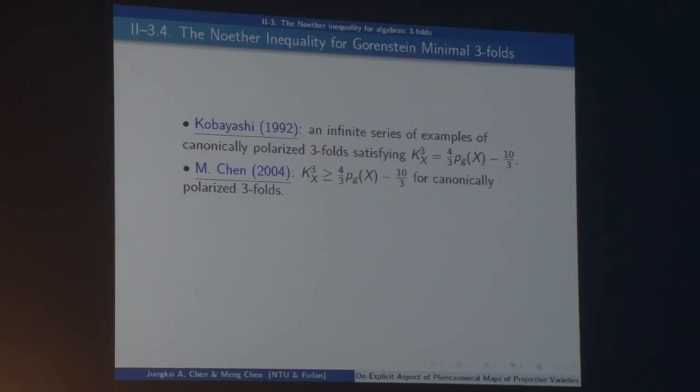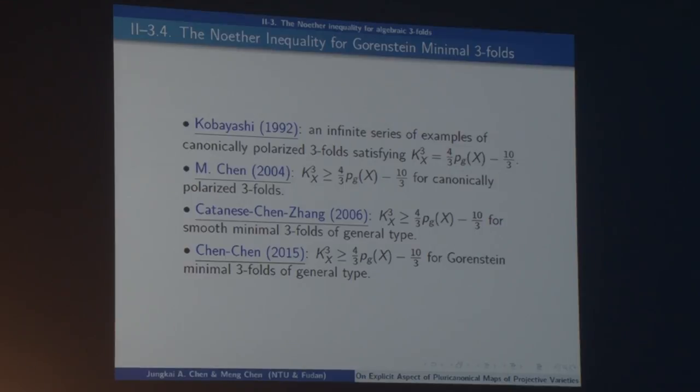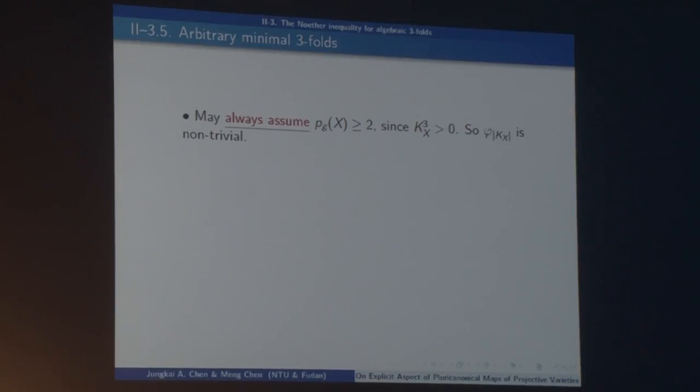Then I proved this inequality for canonically polarized threefolds. Then this was proved by Catanese, myself, and Dechi Zhang. And finally, in 2015, with Jungkai, we proved this inequality for Gorenstein minimal threefolds of general type. So only until recently, it's surprising to us that we can hope to have such an inequality for arbitrary minimal threefolds.